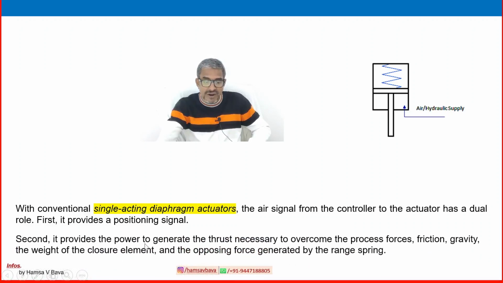Second, it provides the power to generate the thrust necessary to overcome the process forces, friction, gravity, the weight of the closure element, and the opposing force generated by the range spring. So this comes from the positioner output, and the positioner input is from the control signal. We have already discussed this in many places in process instrumentation and control valves. If you didn't watch those videos, have a look at them and you will get a clear understanding.